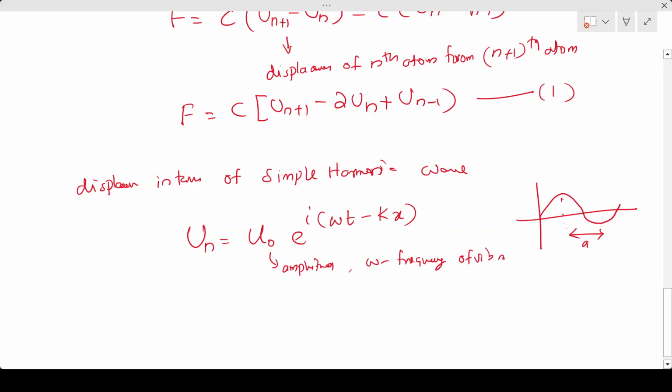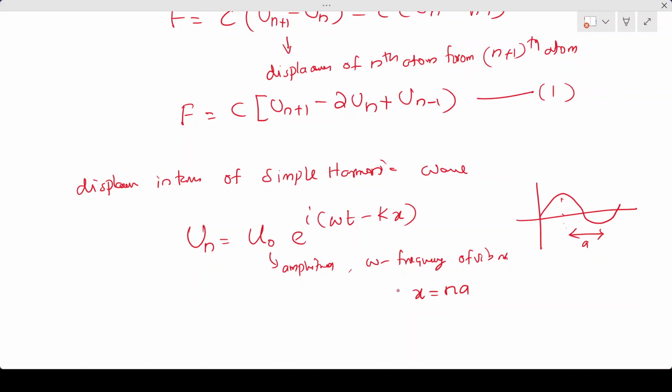Okay, omega is the frequency of vibration, and k is the wave vector, and x is the direction of propagation. So this x actually I can replace as Na. N is the number of atoms, the nth atom, and a means the lattice parameter.